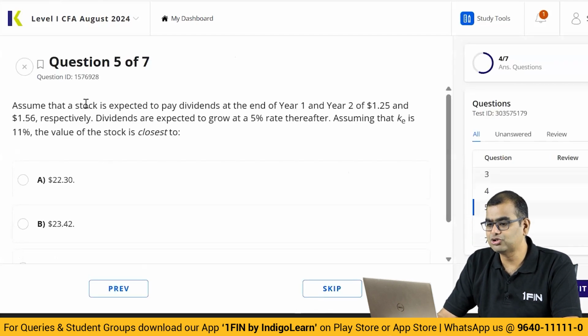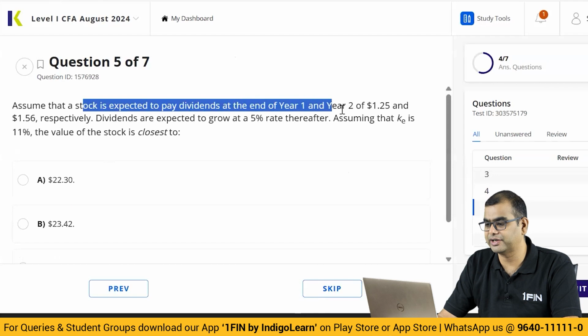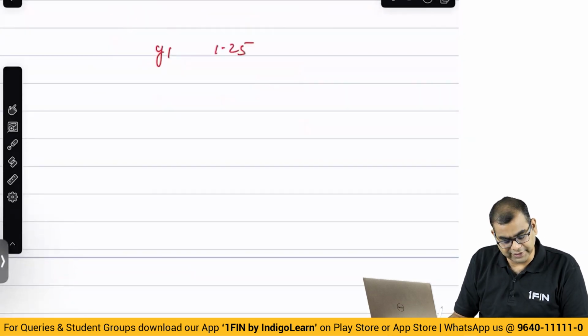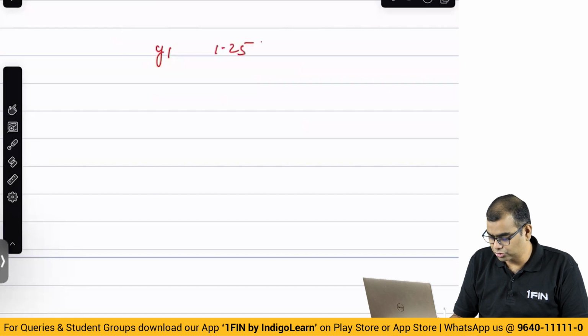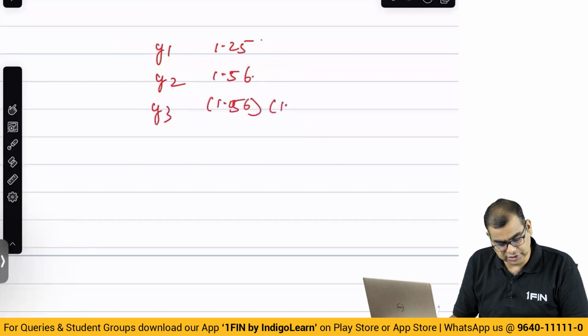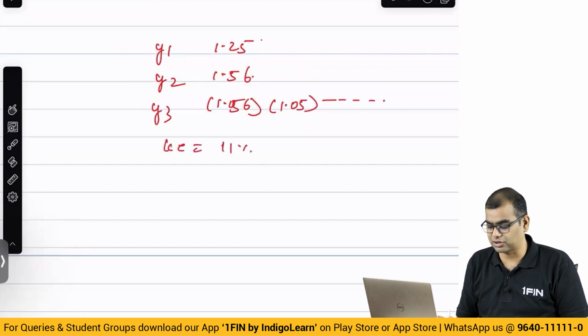Next, assume a stock is expected to pay dividends at the end of year 1 and year 2 of 1.25 and 1.56. Dividends are expected to grow at 5% thereafter. Assuming KE is 11%, the value of the stock is closest to what? So year 1 dividend is 1.25, year 2 is 1.56, year 3 is 1.56 into 1.05 forever. K is equal to 11%. What is the value of the stock?